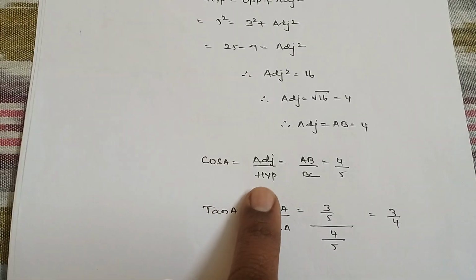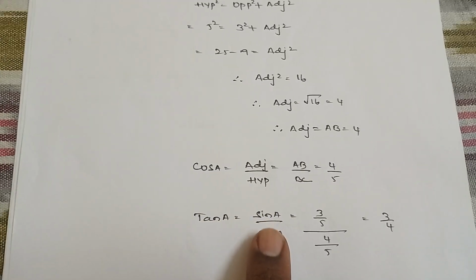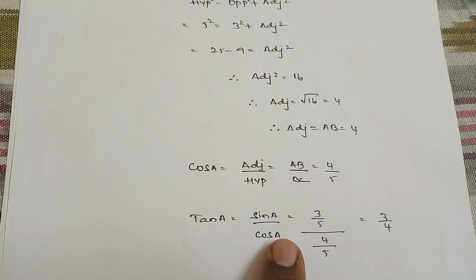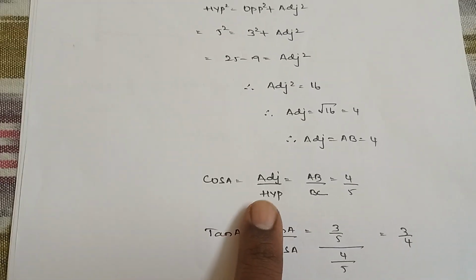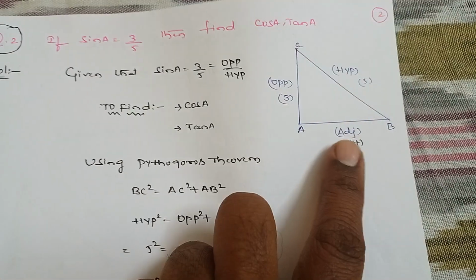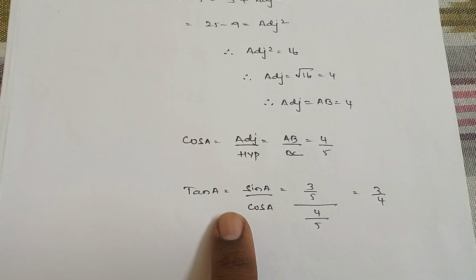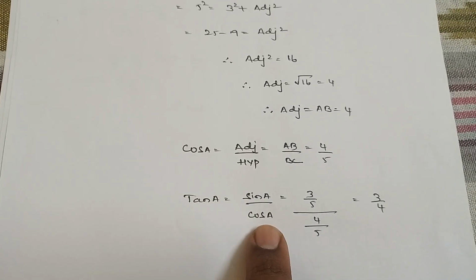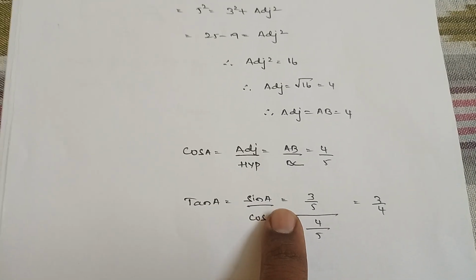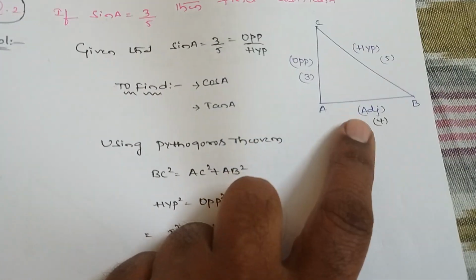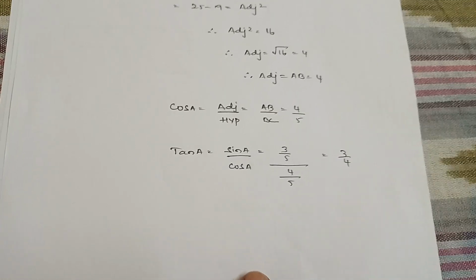Then we need to find cos A and tan A. What is cos A? Cos A is nothing but adjacent by hypotenuse, whereas tan A is nothing but sine by cos, that is, opposite by hypotenuse over adjacent by hypotenuse, which is opposite by adjacent side. Okay, first adjacent by hypotenuse, adjacent is 4, hypotenuse is 5, so 4 by 5. Now tan is nothing but sine by cos, or we can write opposite by adjacent side. We get opposite 3, adjacent 4, so 3 by 4, guys.